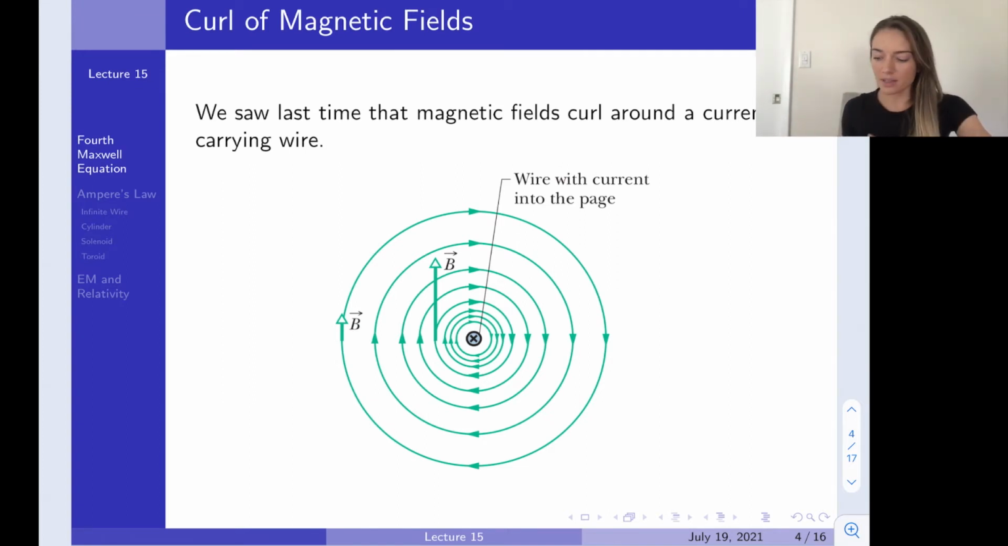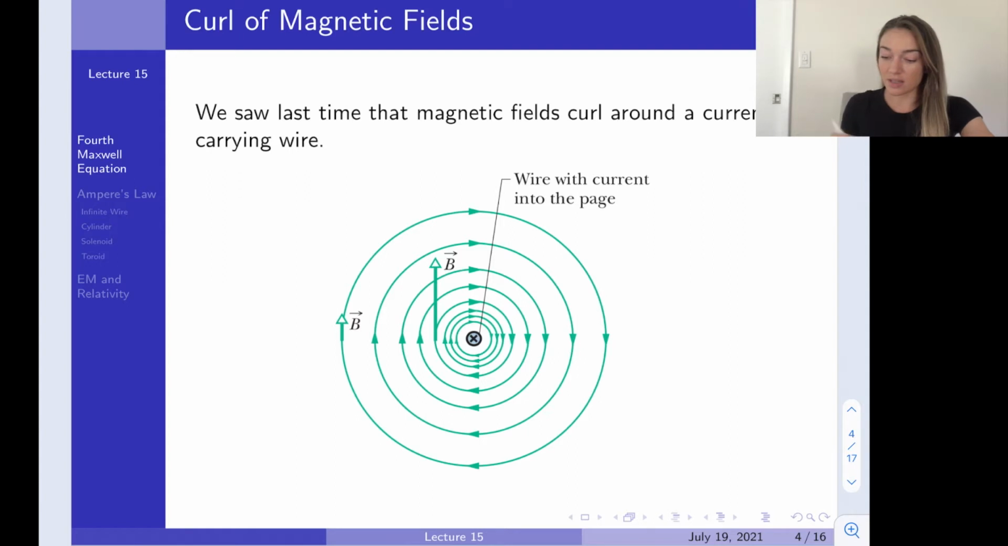And we didn't really see anything like this in the case of electrostatics. We never saw an electrostatic field that curled around a charge, and in fact, we said that that could not happen in electrostatics, because if that did happen, it would imply that the electrostatic force was not conservative, and we knew that it was conservative.